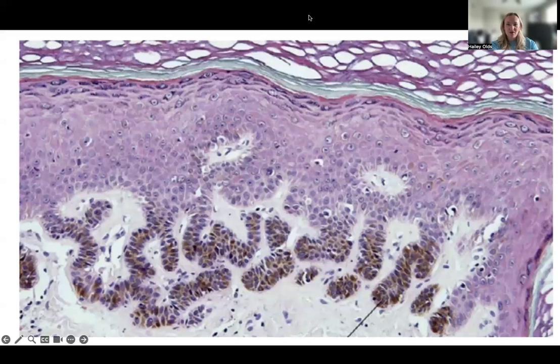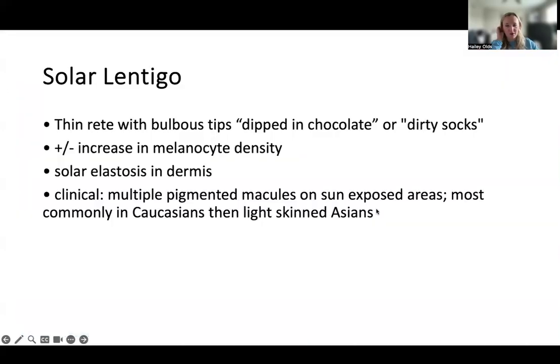So here's our first one, and you have elongated reedy ridges that are pigmented, and there's a normal or a slight increased number of melanocytes. And you may see solar elastosis in the dermis. It's kind of hard to tell here. This isn't necessarily a true melanocytic neoplasm, but this is a pigmented lesion. So this is a solar lentigo.